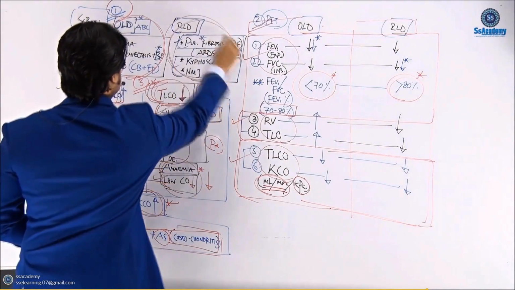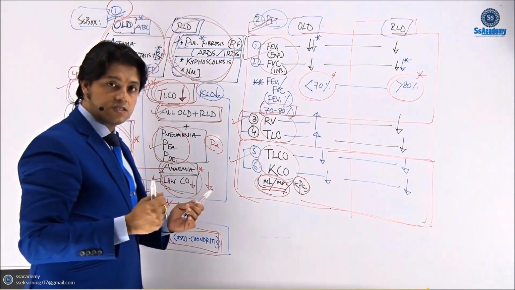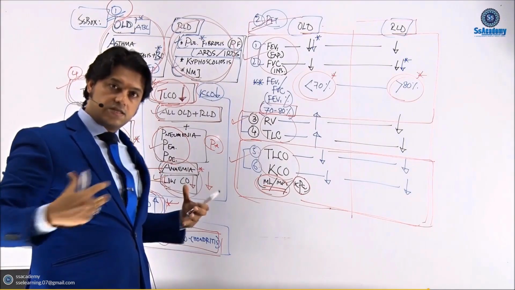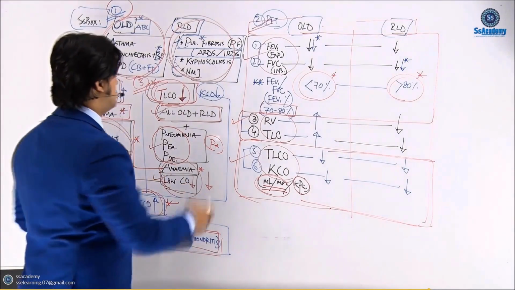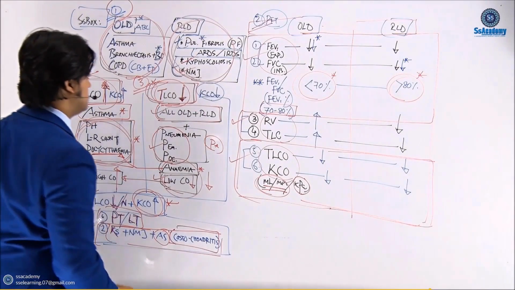So once again, I'd like to summarize the first box: OLD diseases are A, B, C, and RLD diseases are nothing but fibrosis. Lung fibrosis, and outside the lung, restriction in the chest wall. Chest wall diseases mean the bones as well as the neuromuscular junction.